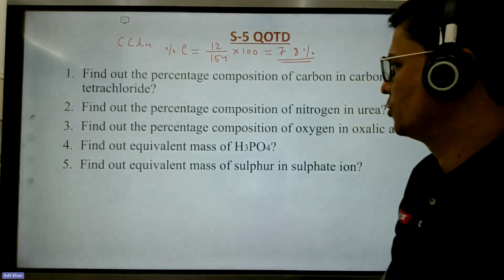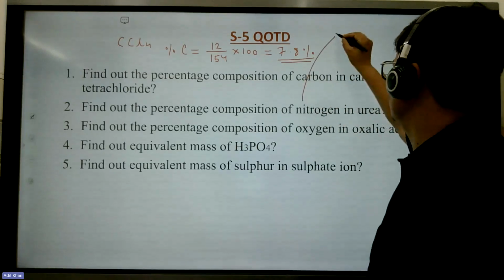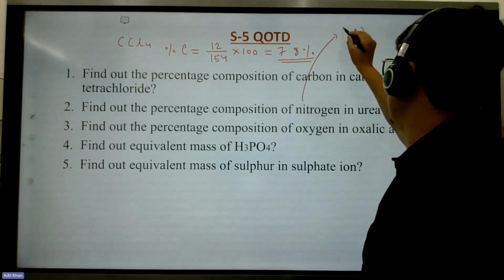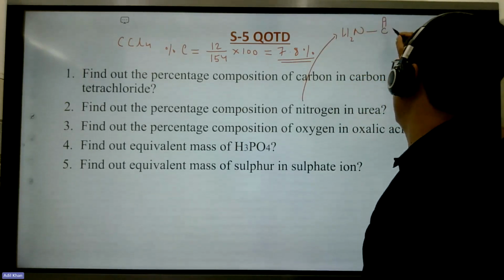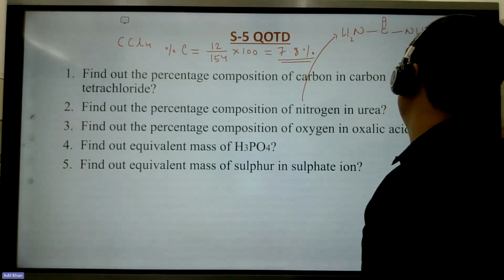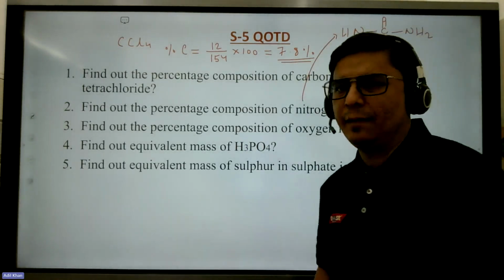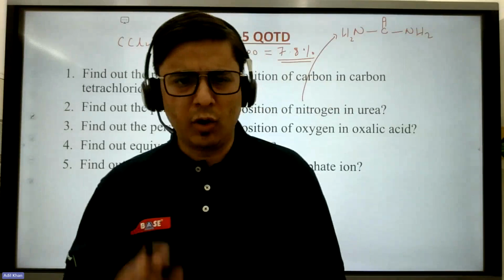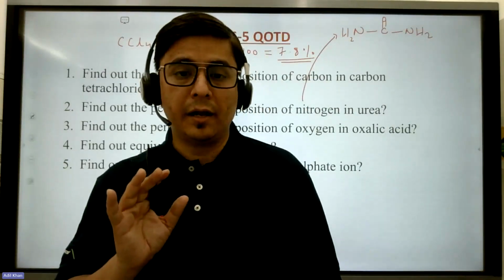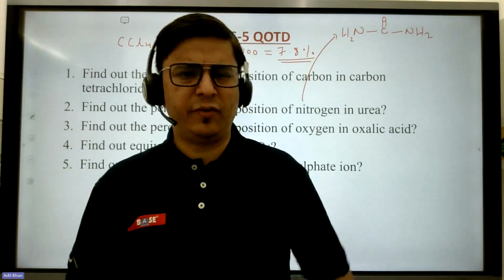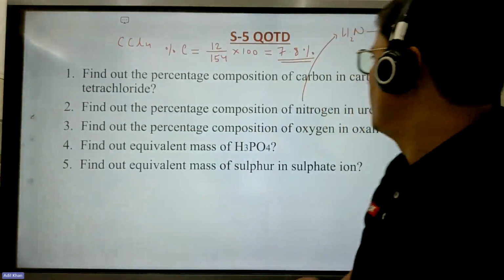Let's move to the second question. Find out the percentage composition of nitrogen in urea. So urea, the formula is NH2, C double bond O, NH2. Just for your knowledge, urea is the first organic compound to be prepared in lab. Before that, it was always believed that organic compounds are produced from living organisms, but first time it was produced in lab. I will teach you more on this in organic chemistry.